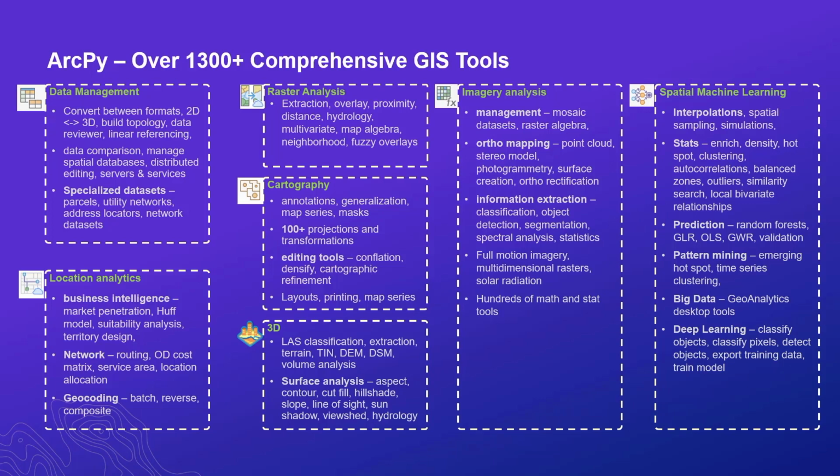If you look at the ArcPy API, there are 1300 plus comprehensive tools available. They fall into different categories like location analytics, data management, cartography, 3D analysis, and machine learning. If you look at the center, we're talking about raster analysis and image analysis. Those are very useful to work with multidimensional raster and the relevant data set. You can do all of these using ArcPy.